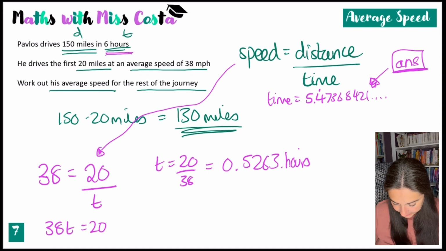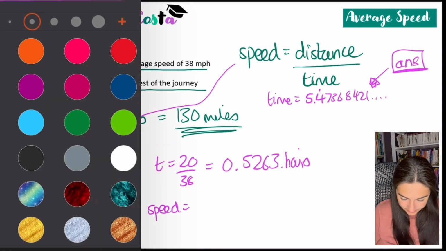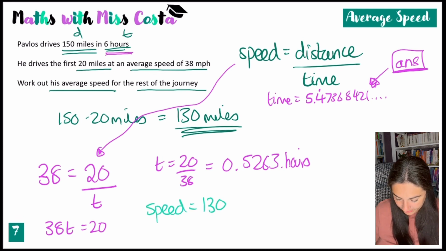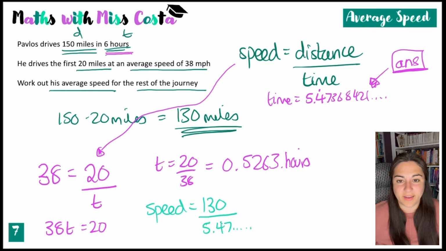So we know speed equals distance, which is, let's do it in a different color actually. So speed is distance, which we said is 130 over time. Now you could write 5.4, just leave it as answer. If you don't know how to do that, then write the whole thing out and write it underneath. So speed is 130.